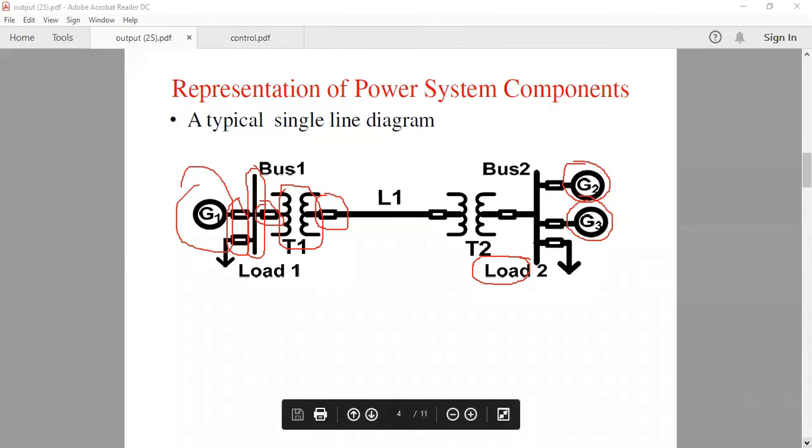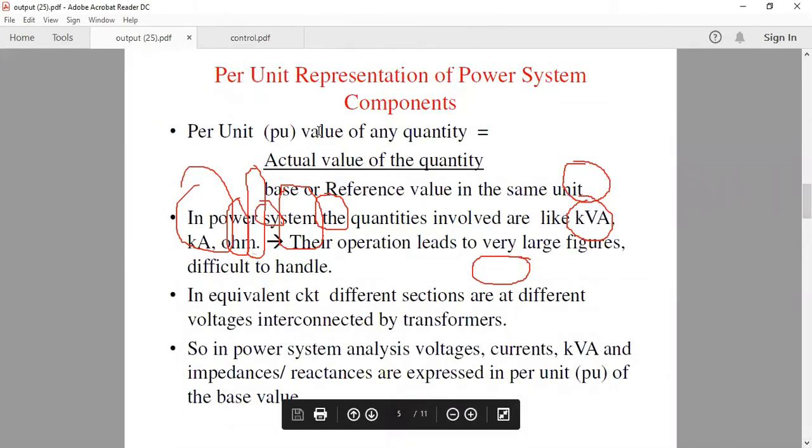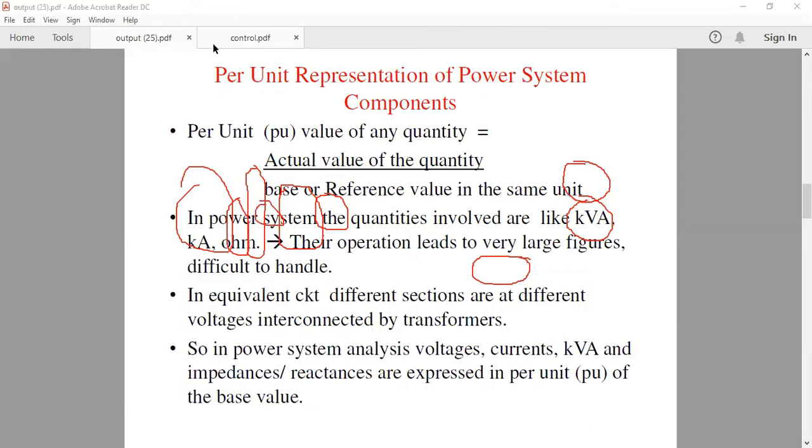Let's move further. Now, in the single line diagram, impedance diagram as well, in the reactance diagram, we have used many quantities, and different quantities are having their own units. If you take into the consideration reactance, it is expressed in terms of ohms. If you take into the consideration voltage, current, they're having their own units. Power is having its own unit.